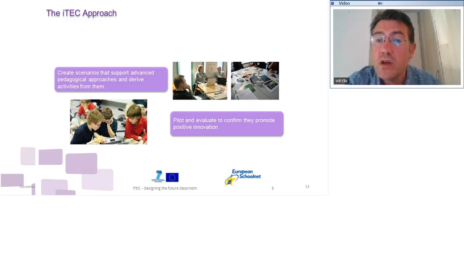What we do with that is we turn that vision into some learning activities. So practical examples of how that vision can be actually demonstrated in a classroom, how a teacher can actually teach and a learner can learn based on that vision we've created, and we test that out with classroom pilots to see what impact it has.